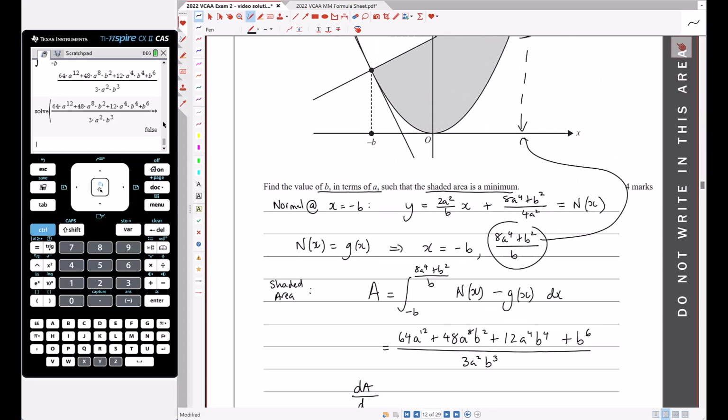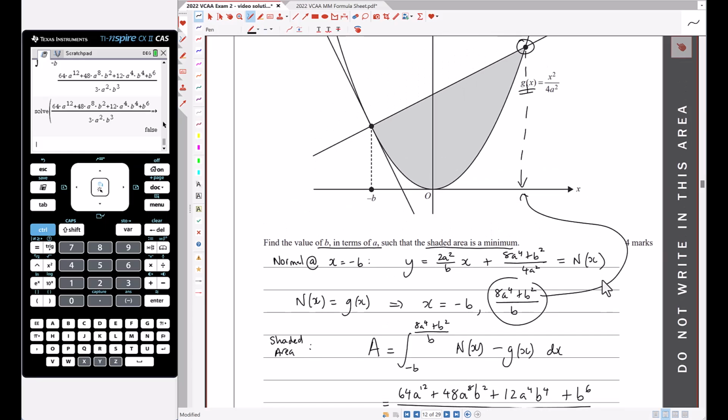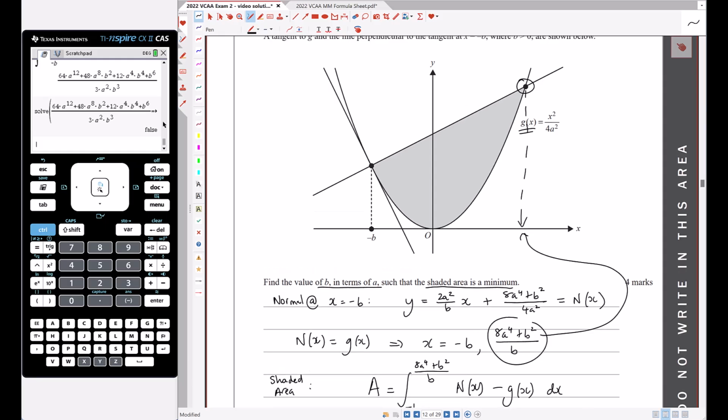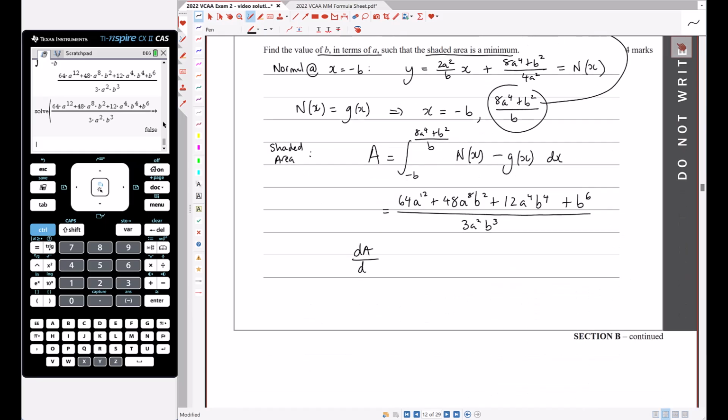Now, because we want to find b in terms of a, it's b that we're interested in. B is sort of an x value, whereas a is just kind of a dilation factor. So I think we're going to differentiate this with respect to b and solve that equal to 0. I'm not going to write out the derivative because I think it'll be ugly.